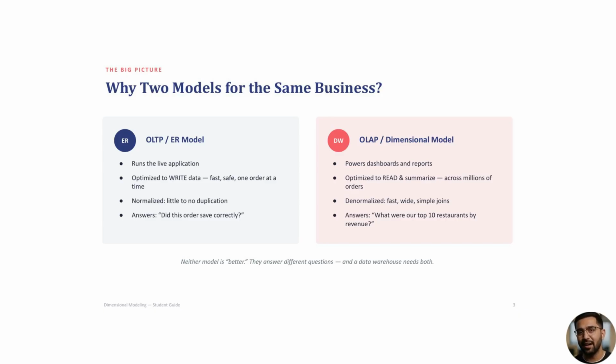On the other hand, the dimensional model, or online analytical processing, is tailored for powering dashboards and reports. It's optimized for reading and summarizing data across millions of orders, using a denormalized structure for fast and simple joins. This model helps answer questions like, what were our top 10 restaurants by revenue? Both models serve unique purposes, and a data warehouse benefits from having both to address different business questions effectively.